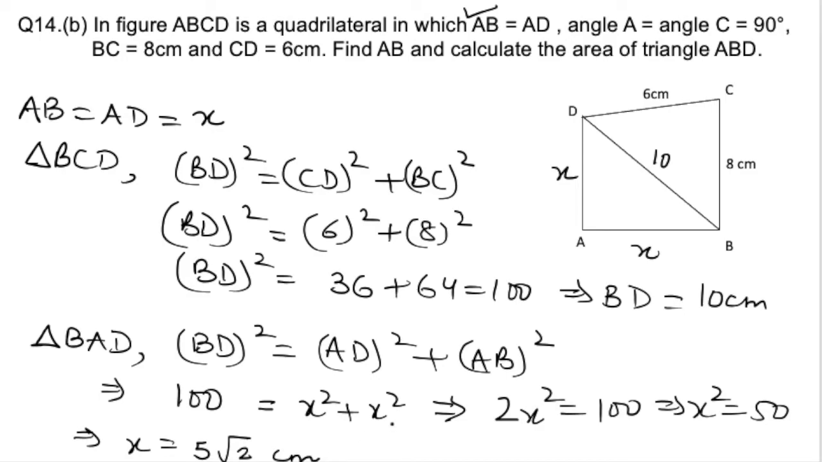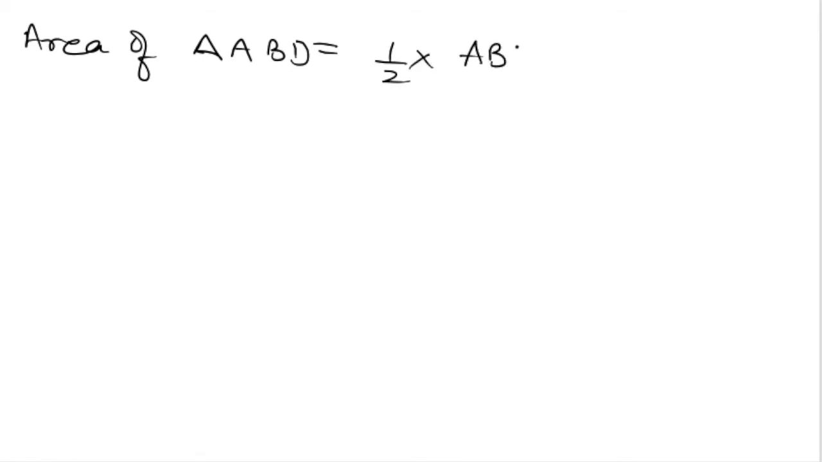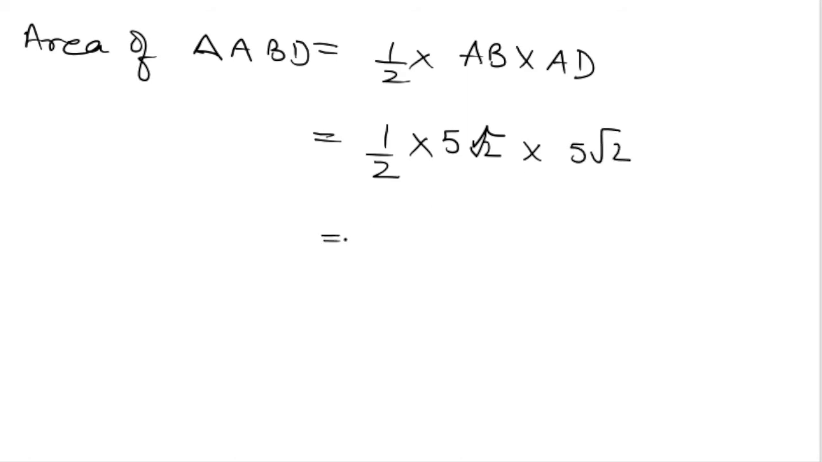Now, since we know the side of the triangle and also the diagonal, we can find the area of the triangle also. For finding the area of the triangle, let's apply the formula. Area of triangle ABD will be equal to 1 upon 2 multiplied by base multiplied by altitude. This can be written as 1 upon 2 multiplied by 5 square root 2 multiplied by 5 square root 2, which on solving gives us the value as 25 centimeters square.